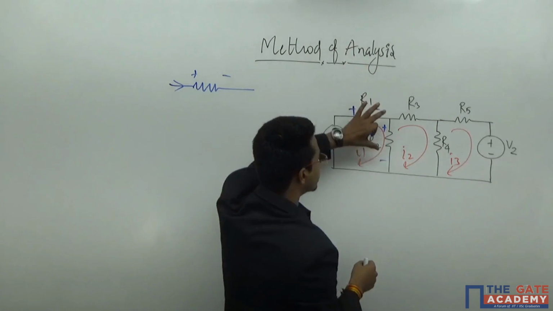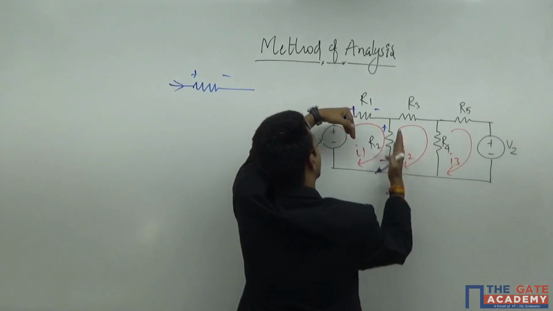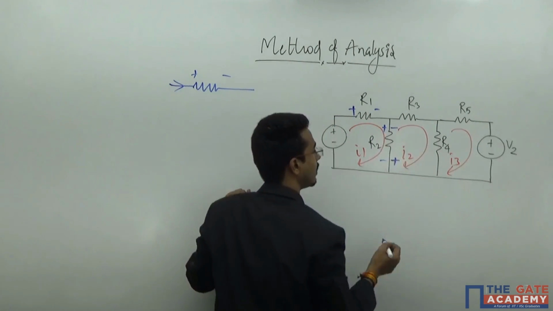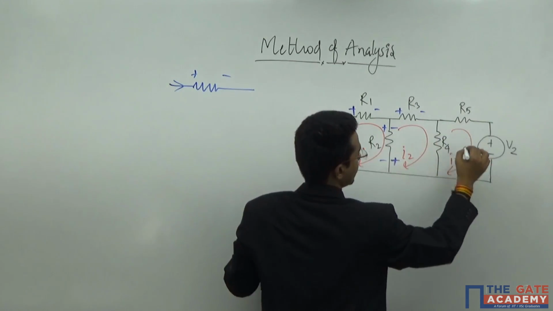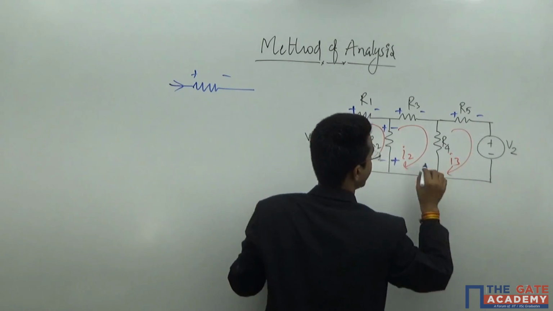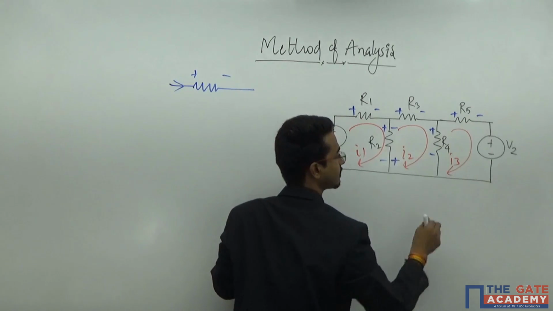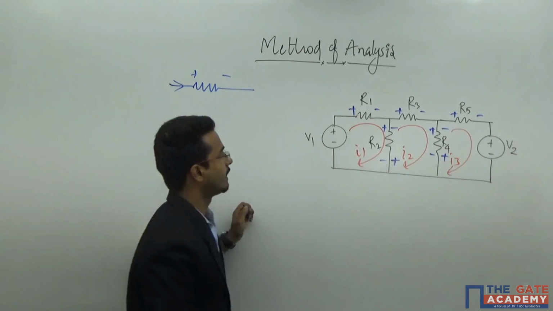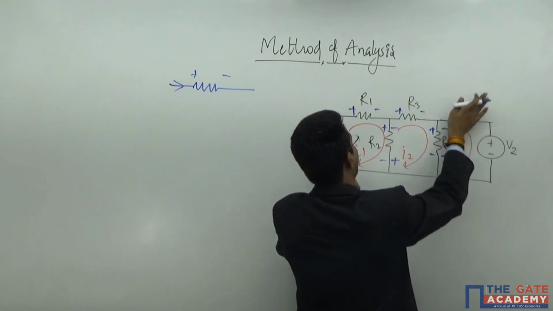But in this resistor R2, two currents are flowing: I1 in the downward direction and I2 in the upward direction. That means the current direction and the voltage polarity will be like this. Similarly here and similarly here. Whenever I2 goes in the downward direction, you will get it like this, and I3 goes in the upward direction, you will get it like this. That means I have marked the passive sign convention in all the passive components.